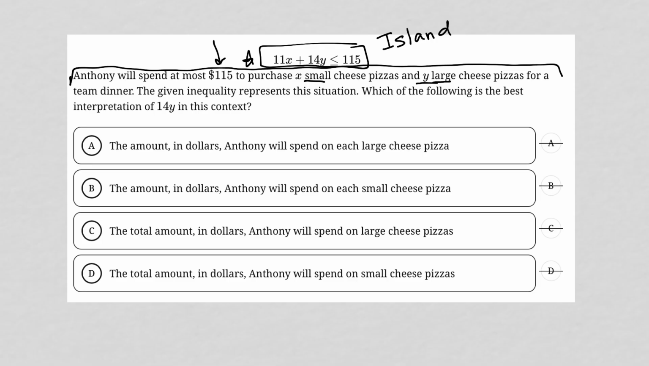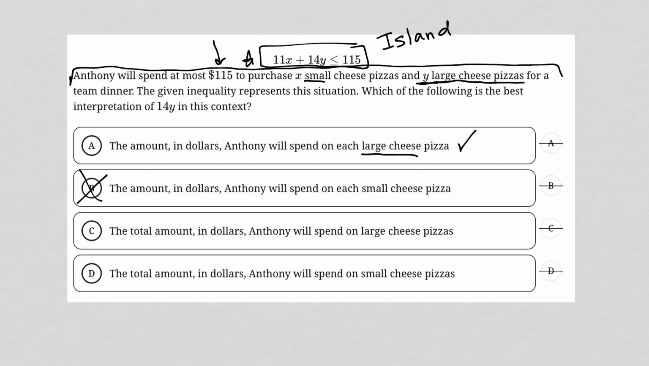But let's say I didn't assume that, and all I knew for sure was that y is large cheese pizzas, like was given to me. Let's look at the answer choices. Choice A, the amount in dollars Anthony will spend on each large cheese pizza. I like that because it includes money, but also because it has large cheese pizza involved. So I'm not going to cross that out. Choice B, the amount in dollars Anthony will spend on each small cheese pizza. Small cheese pizza definitely has nothing to do with the y value. So B is gone. We know that y is regarding large cheese pizzas.